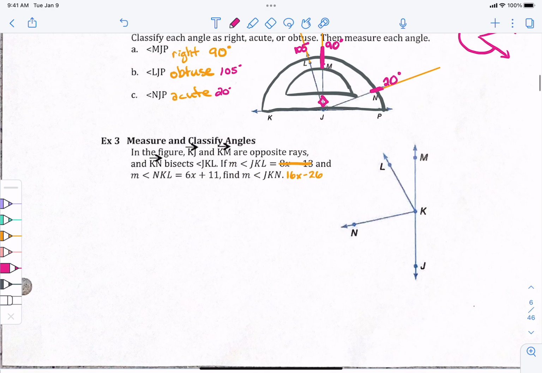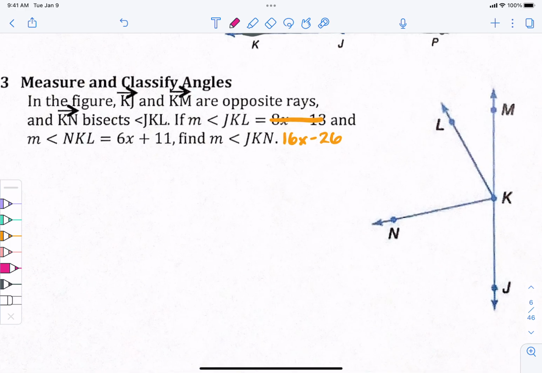But anyway, we're going to do this bottom example. And there is a typo on my paper, okay? This one, JKL, cross him out. He says 8x minus 13. His should actually be 16x minus 26. So fix that real quick for me, please. Yes, ma'am. That's just reduced. It is reduced, but I want it to be that instead, okay?